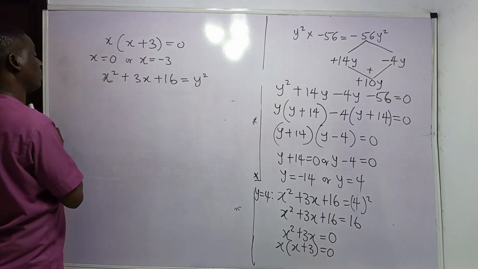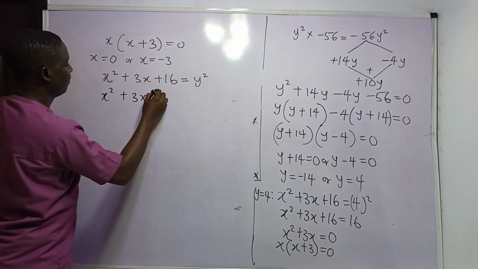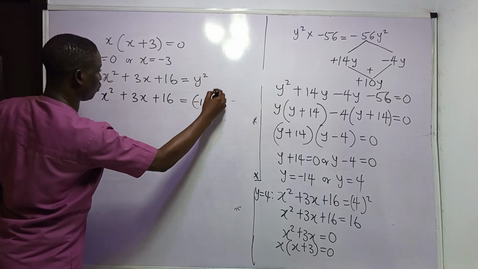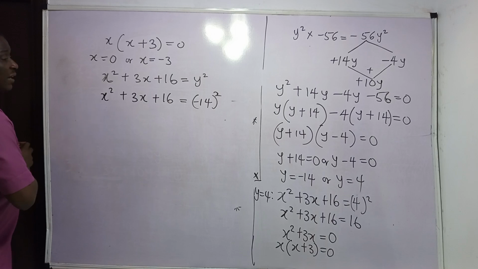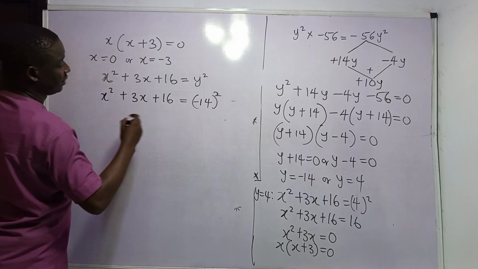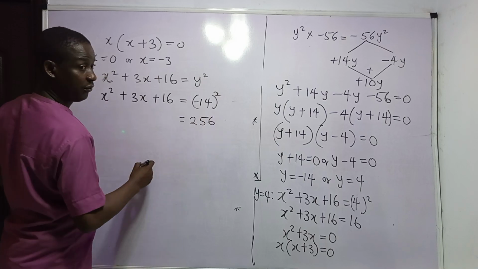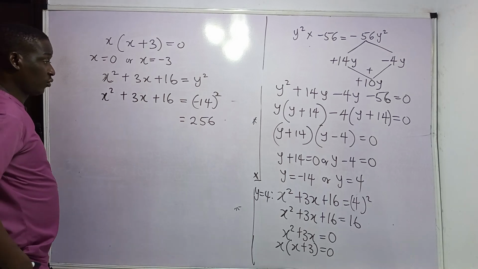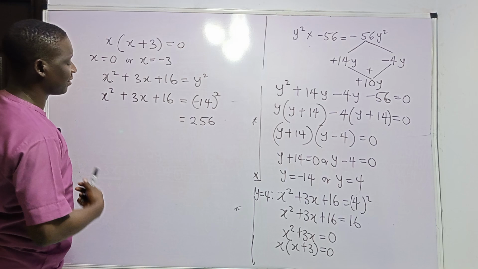So this one now gives us what? X squared plus 3x plus 16 equal to what? Minus 14 all squared. Now, how do we get that? Minus 14 all squared is the same thing as what? 256. You square both sides. Minus 14 all squared is 256. Now, I haven't gotten that now.